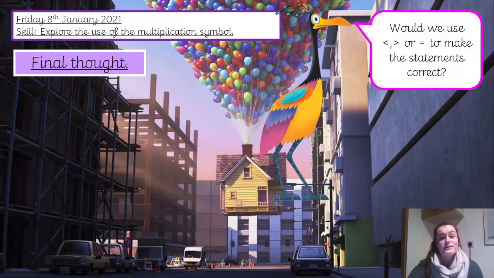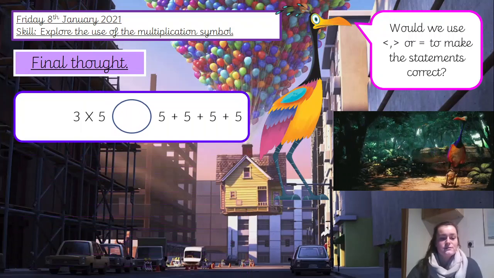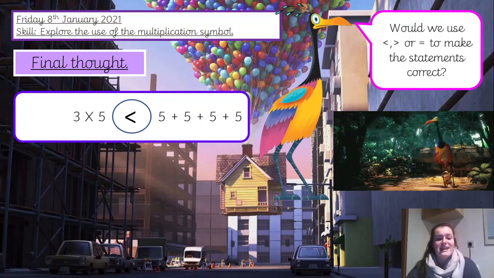Okay, so your final thought then. Would we use less than, greater than, or equal to make these statements correct? So we've got 3 times 5, and we've got 5, add 5, add 5, add 5. Would we use less than, greater than, or equal to? We would use less than, because 3 times 5 is less than 5, add 5, add 5, add 5. Well done if you got that one right.